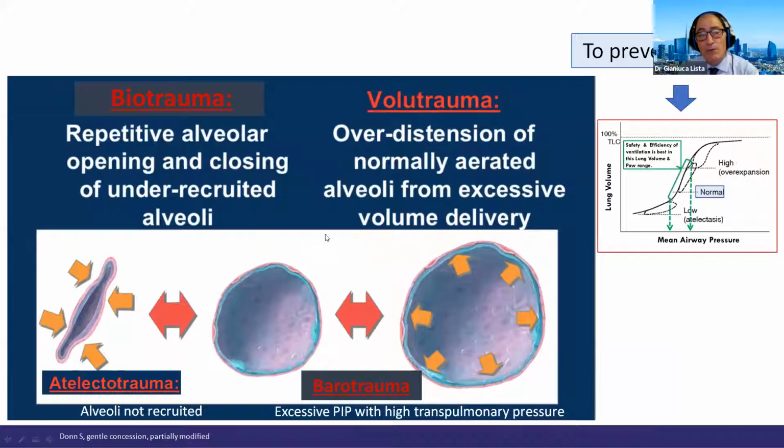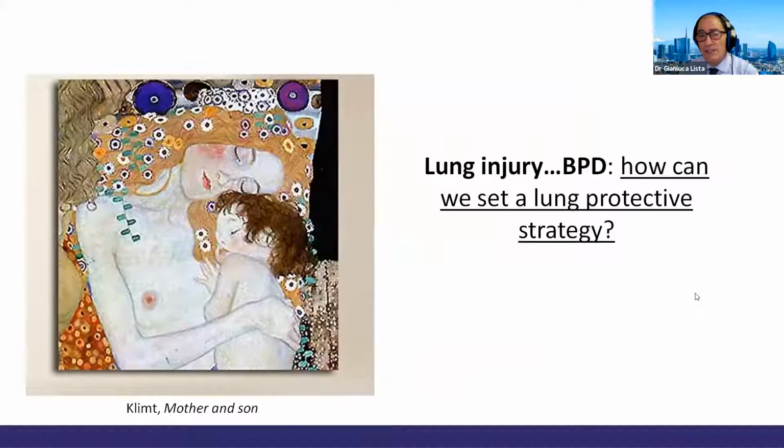So we are trying to reduce the occurrence of ventilator-induced lung injury, which is divided into biotrauma, atelectrauma, volutrauma, and barotrauma. So we are trying to maintain the lung volume in the middle zone of the pressure-volume curve, but it's not easy for the neonatologist. So how can we try to reduce the lung injury, how can we reduce the risk of BPD, how can we set a lung protective strategy?